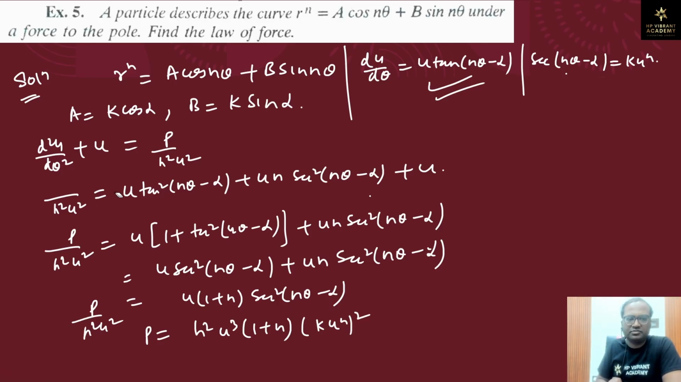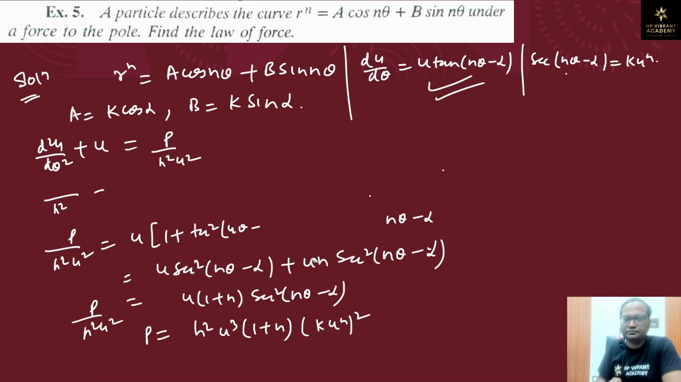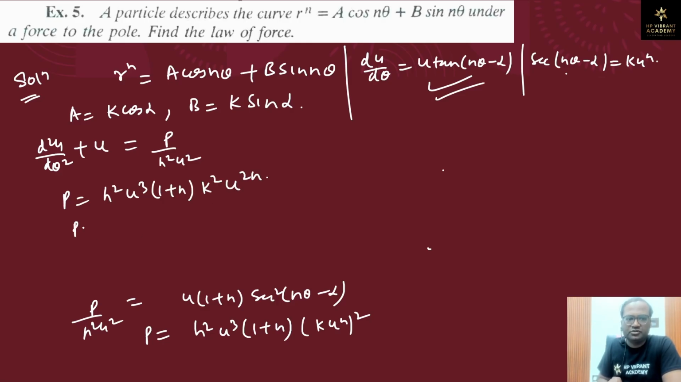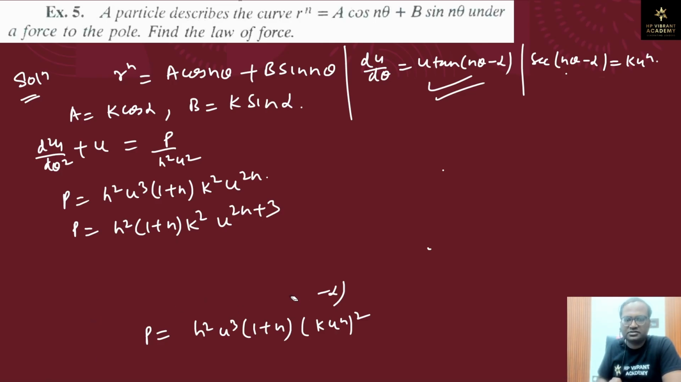So let us further simplify this. Okay, so we have p is equal to h square u cube (1 plus n) into k square u to the power 2n. So p is equal to h square (1 plus n) k square u to the power (2n plus 3). Okay, so let us further simplify this.